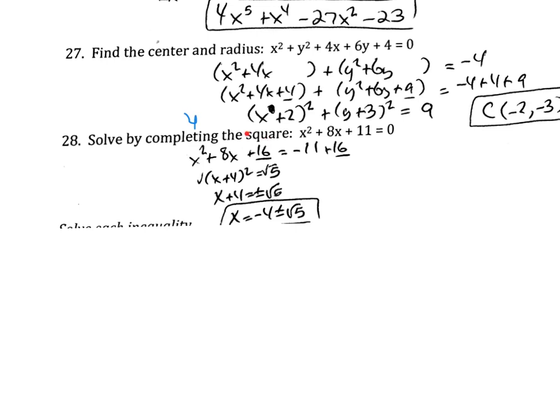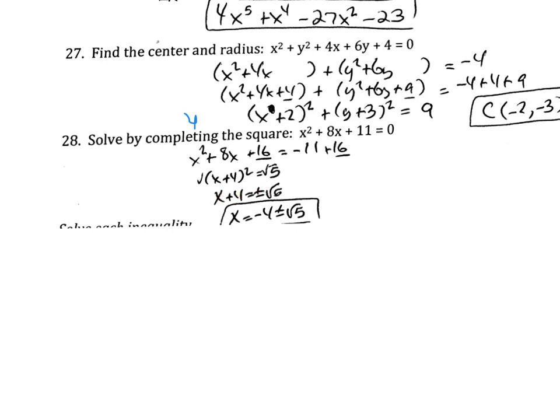Add 16 to both sides. Underline that so you don't forget to do both sides. On the right-hand side, just add what you got. That's 5. On the left-hand side, whatever half was, which is 4, goes in your parentheses. Square root both sides to get rid of the square. That gives you x plus 4. Don't forget your plus or minus signs.